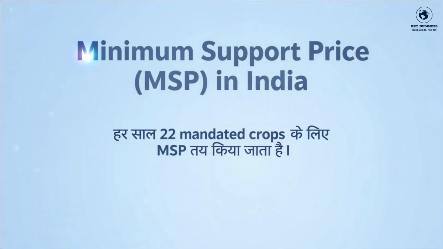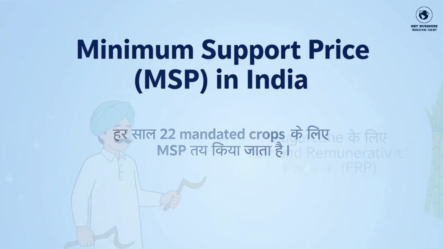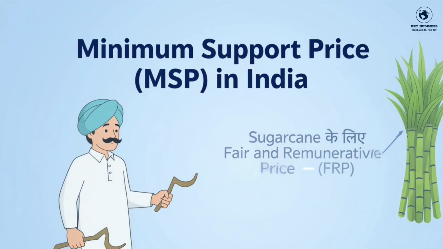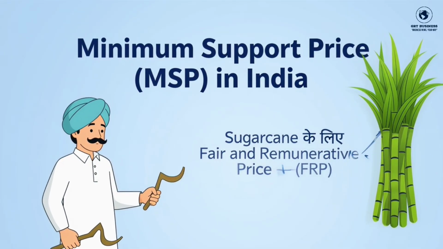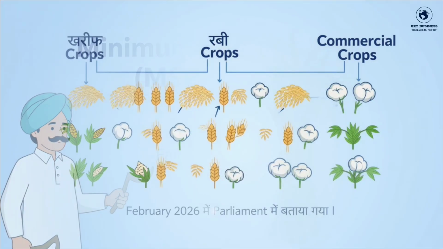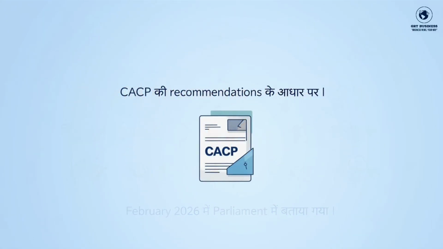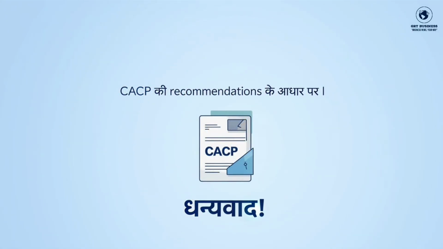The government fixes MSP for 22 mandated agricultural crops every year. This includes Kharif, Rabi and some commercial crops, and for sugarcane, a separate FRP, fair and remunerative price, is fixed. In February 2026, the government also stated in Parliament that MSP for the 22 mandated crops is fixed based on the recommendations of the CACP.